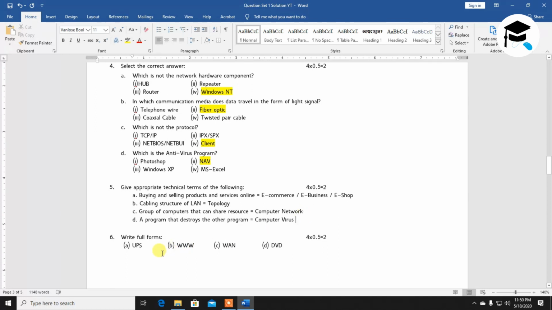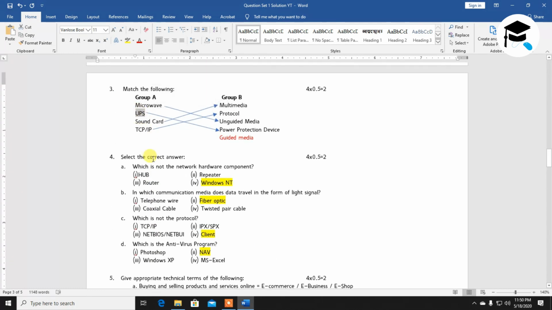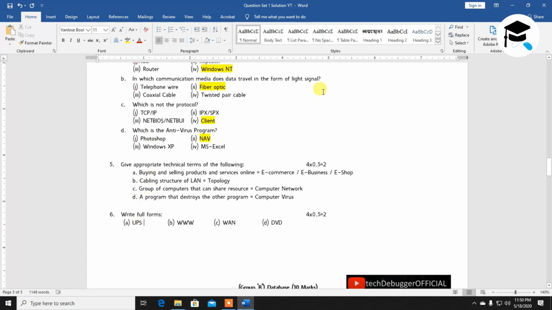Okay, now let's move to the another section, question number C of the same section. Okay, group A, we are solving group A. UPS, we have already studied this here. UPS, it means uninterrupted power supply. Okay, uninterrupted power supply. Similarly, WWW, it is very easy. World Wide Web, you might have studied.